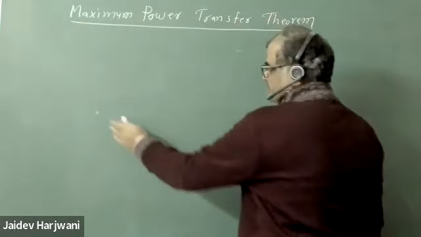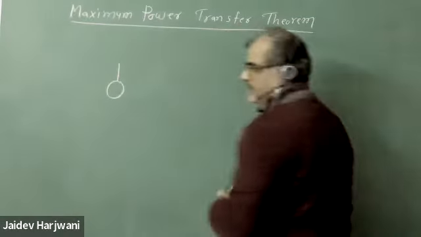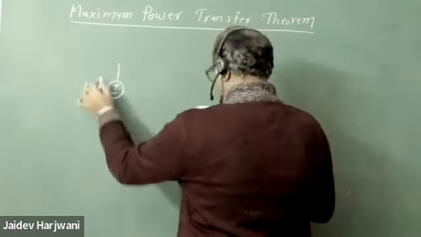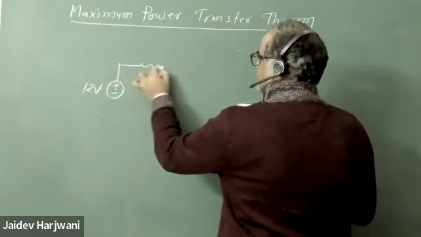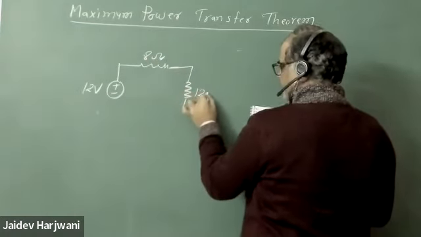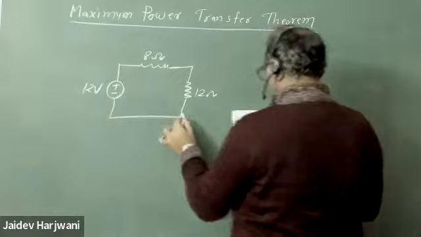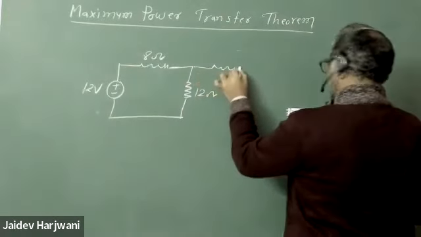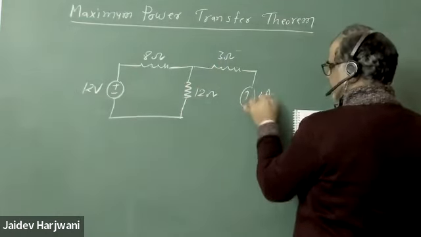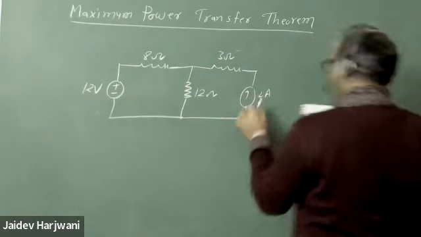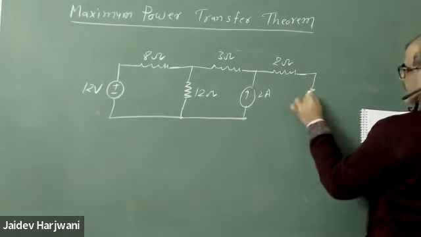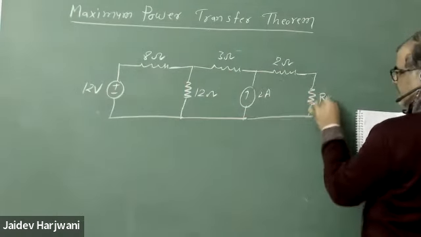So whatever circuit is given, they can ask you RL for any place. This is my plus, this is minus, this is 12 volt, and this is my 8 ohm, this is a 12 ohm resistance. Then we have a 3 ohm resistance here. I have a 2 ampere current source here. Then I have a 2 ohm resistor here, and here I have RL.